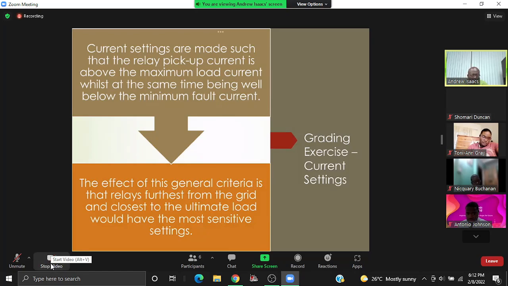The other point that we want to make is that the impact of this is to ensure that the relay that is furthest from the grid has the most sensitive setting. And you'll see why. Let me not make it a mystery. The further it is away from the grid, obviously it means that during fault it would see the lowest current. Yes? And because it is seeing the lowest current, the sensitivity of that relay would be highest.